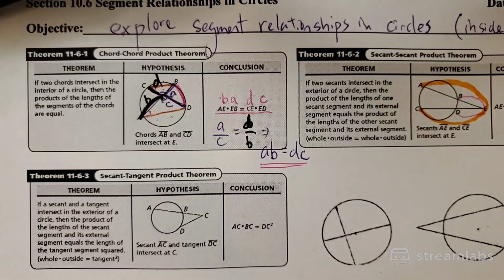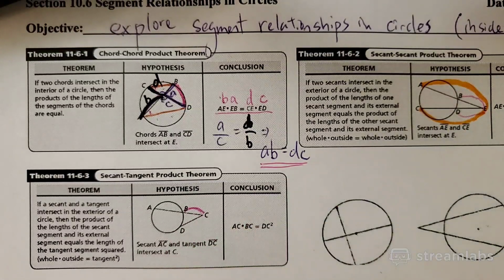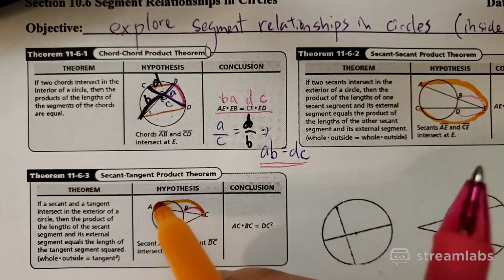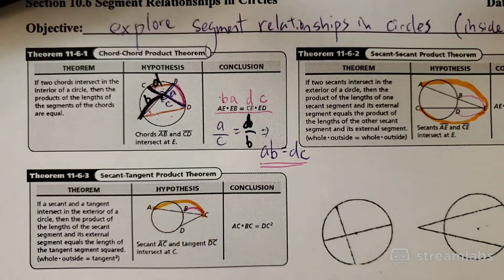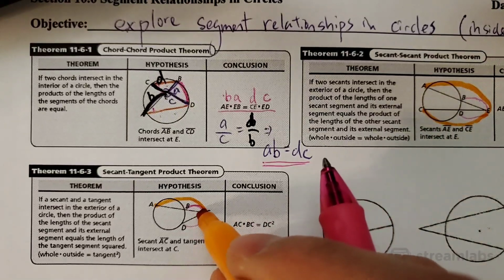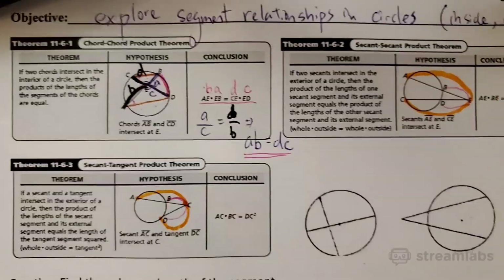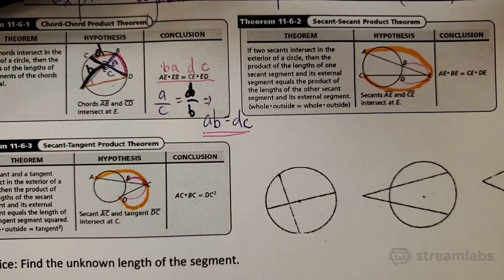That's the second one. The third one is very similar. This times this is equal to this times itself. Okay? Okay, so let's look at these circles to see how you remember them.